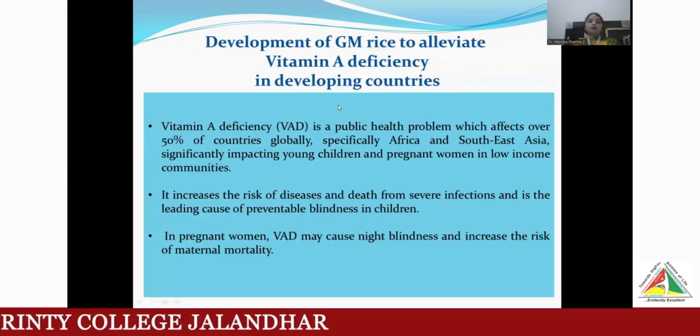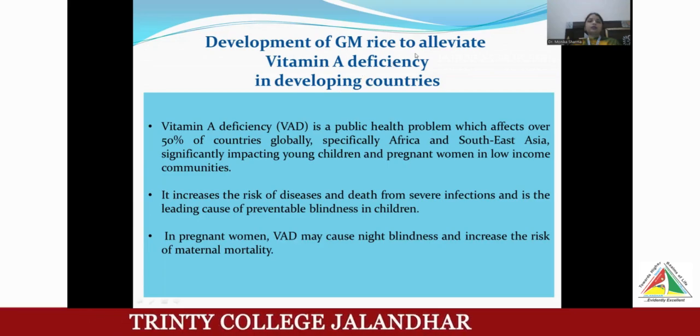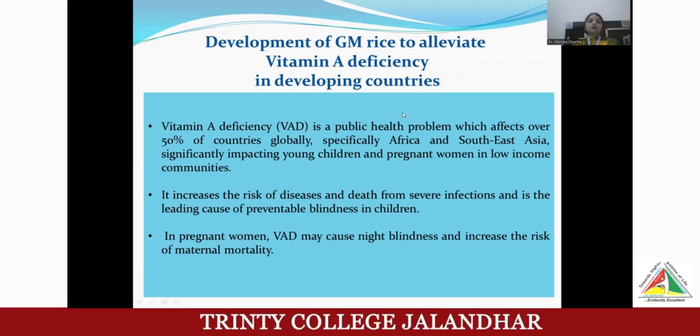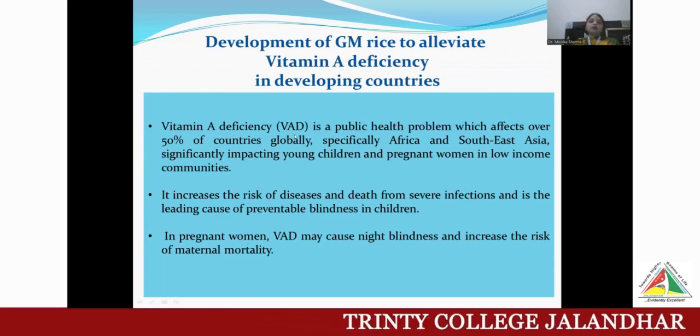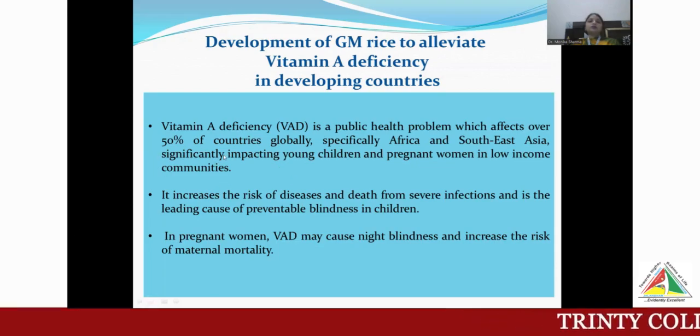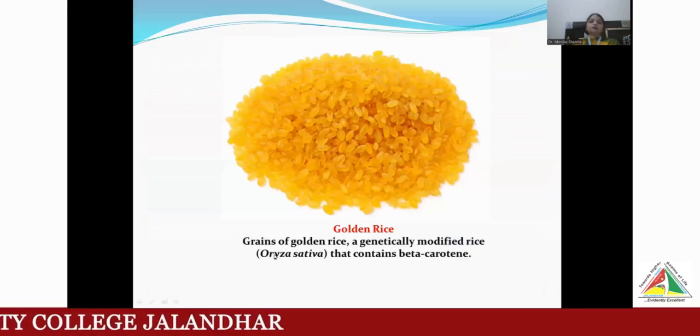And the third example is the production of genetically modified rice, also known as golden rice. Vitamin A deficiency is common in African countries and Southeast Asian countries, and 50% of the countries globally are mainly affected by it. It may cause night blindness and increases the risk of maternal mortality in pregnant women.